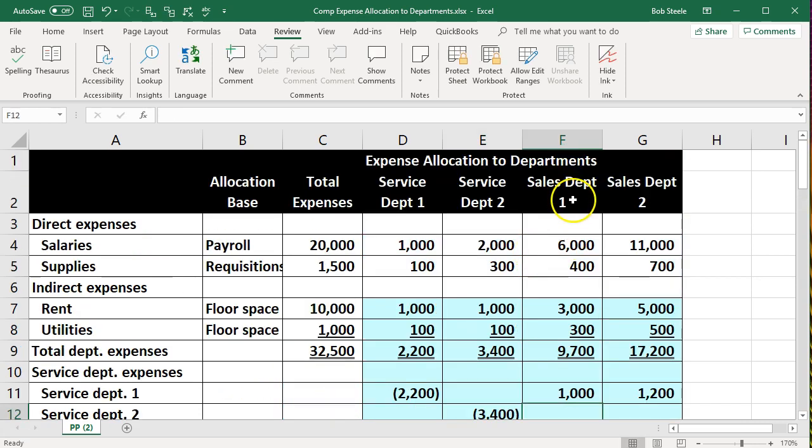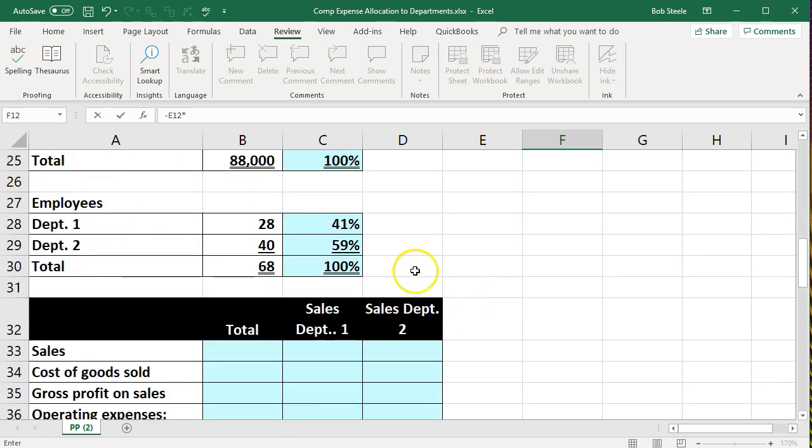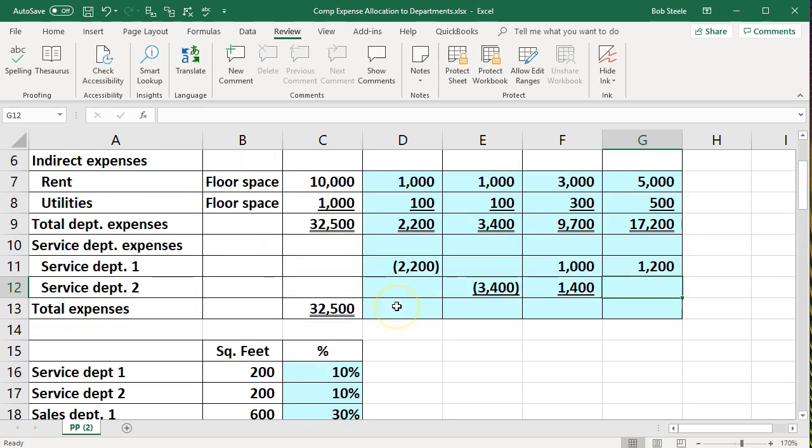Now we're going to go into the sales department 1. I'm going to allocate this out with our ratios. To do that, I'm going to say negative to flip the sign to make it positive of this number, times, and then we'll go down to our ratio, 41% for department 1. Tab. We're going to do this again.